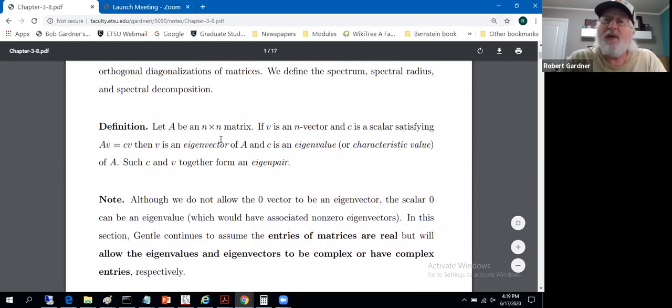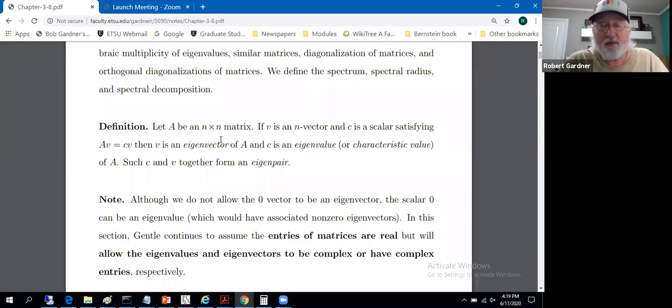First, let A be an n by n matrix. Of course, eigenvalues and eigenvectors are only associated with square matrices. If V is an n vector, a vector with n components, and C is a scalar satisfying matrix A times vector V equals scalar C times vector V, then V is called an eigenvector of A, and C is an eigenvalue, kind of commonly called characteristic value. We'll stick to the eigen terminology. So these are eigenvectors and eigenvalues of matrix A, and together the pair is called an eigenpair for matrix A.